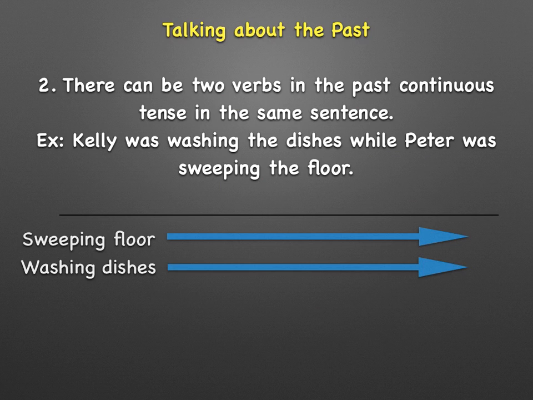Now imagine that two persons were doing two different actions, but exactly at the same time. In this case, both verbs would be conjugated in the past continuous. So Kelly was doing this, Peter was doing that, but it happened exactly at the same time. So that's why both of the verbs are in the past continuous.